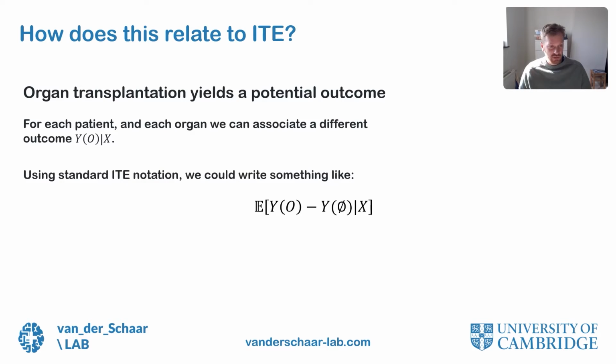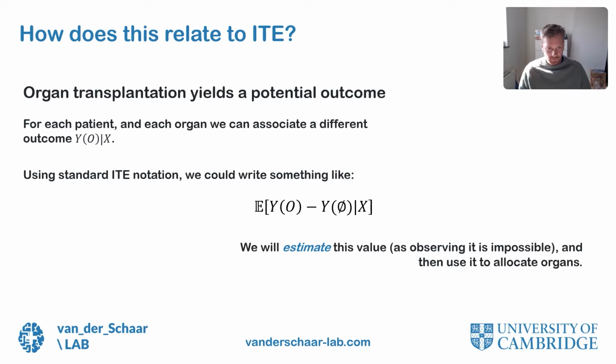Using standard individual treatment effects notation, we could write this as an expectation, whereby we want to estimate the expectation of receiving the organ, the potential outcome of O, minus the potential outcome given no organ, conditioned on X. Of course, this has many dimensions, whereby the potential outcome is indicated actually by a treatment that is unique and high dimensional. Same for X.